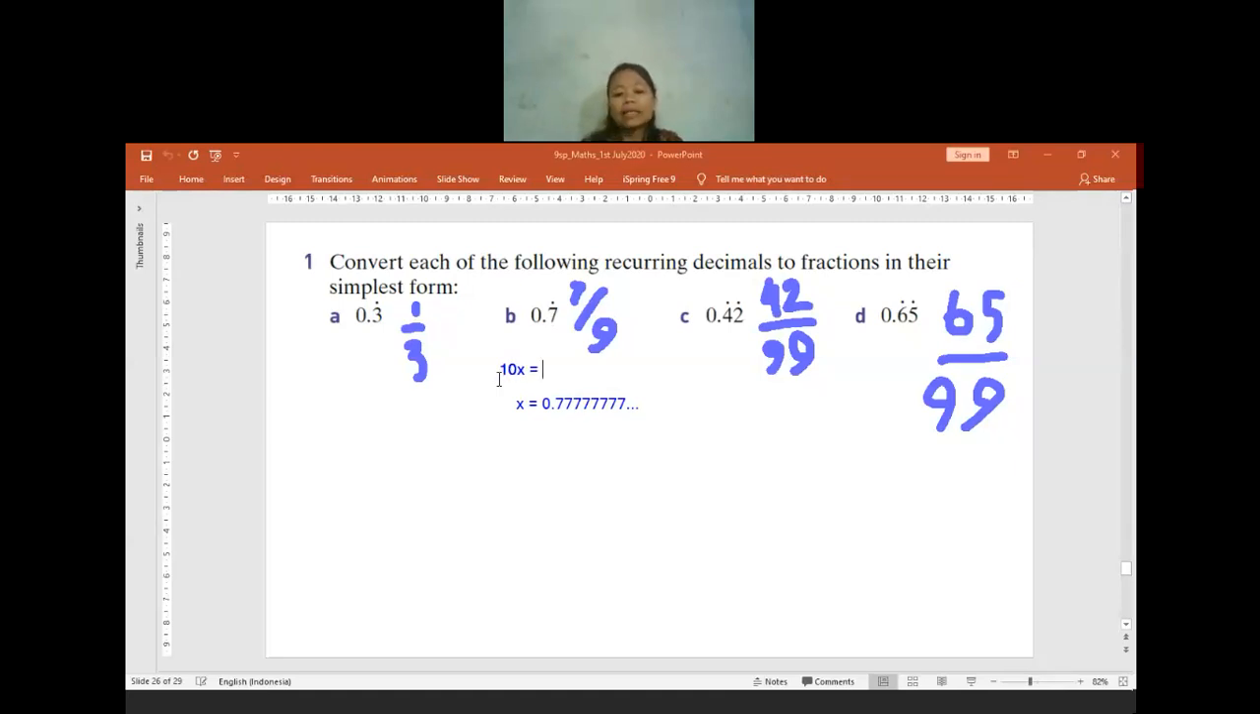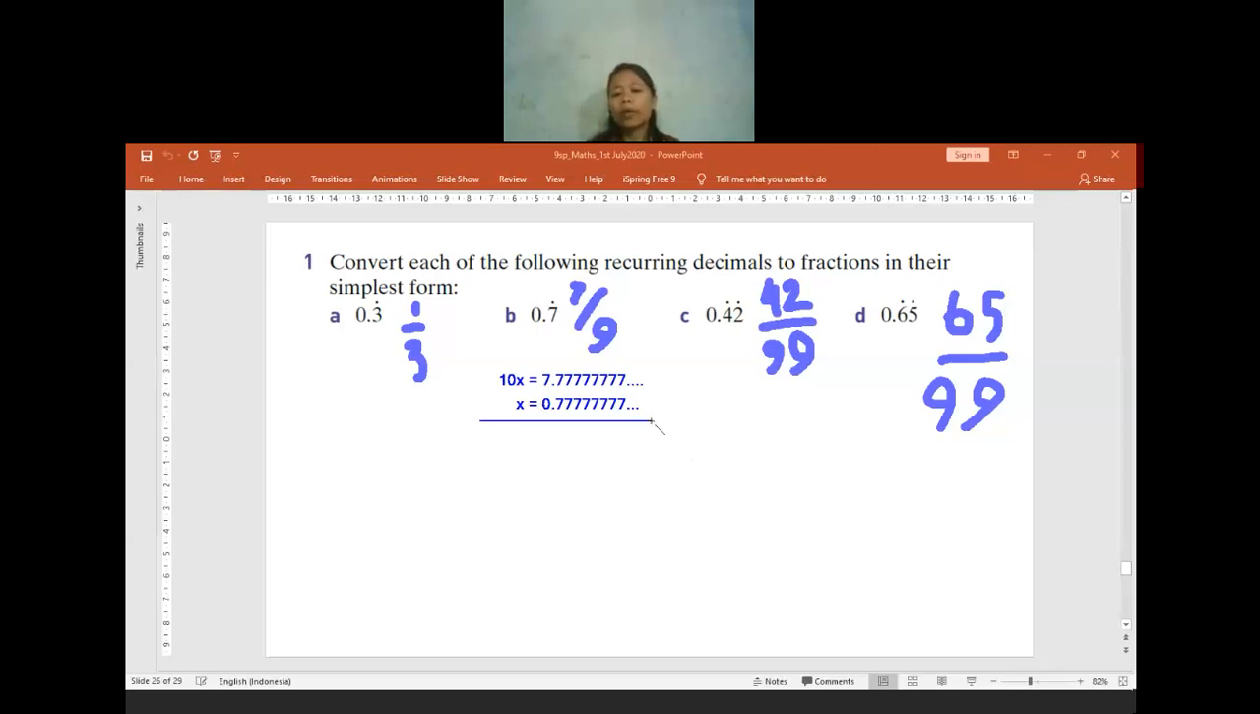So if x is equal to 0.7777..., if I find 10x, it means I need to multiply 0.777 by 10. I will get 7.777..., never stop. Until here, is there anyone who has difficulties? Before I continue, is there anyone who is confused? No? If no one is confused, then after that we need to subtract them.